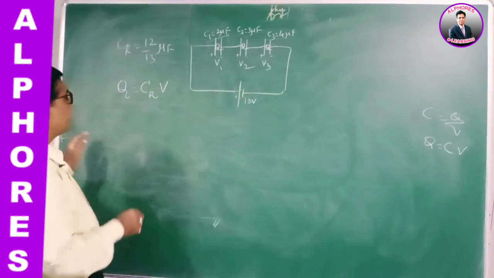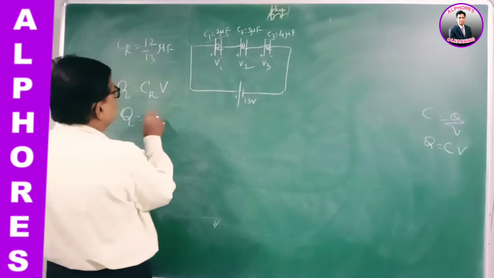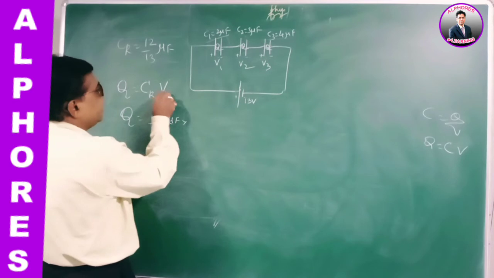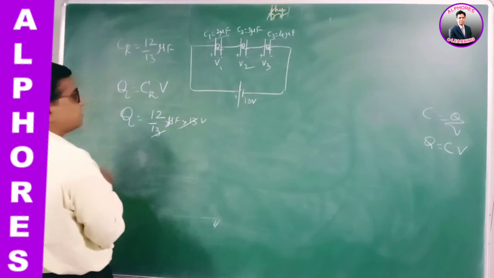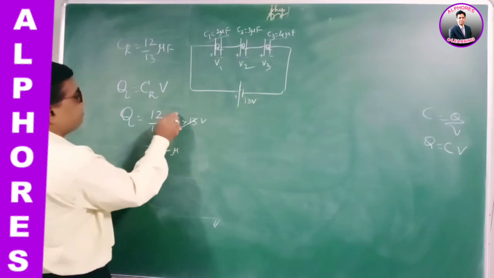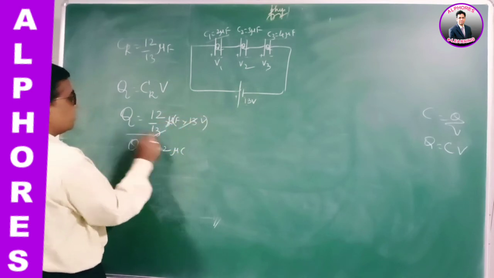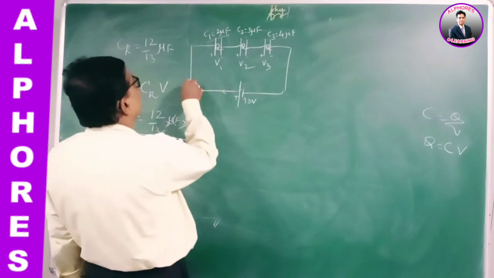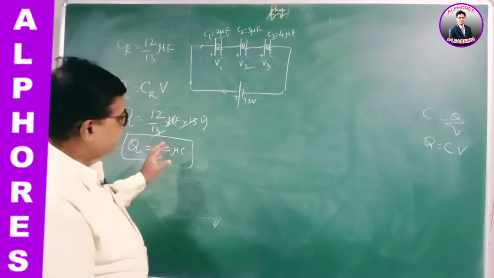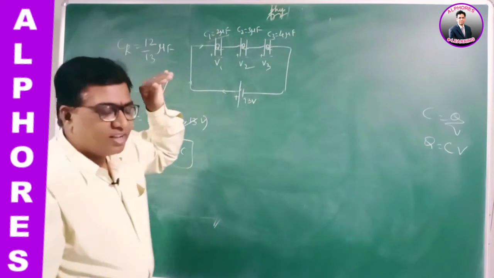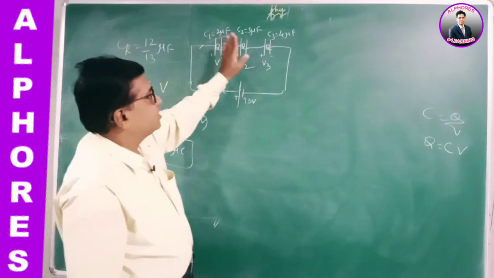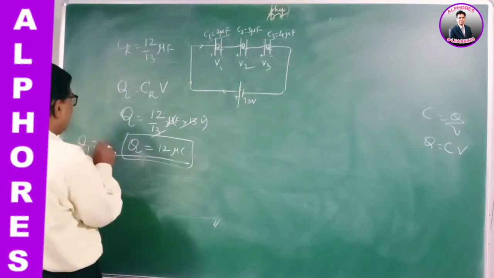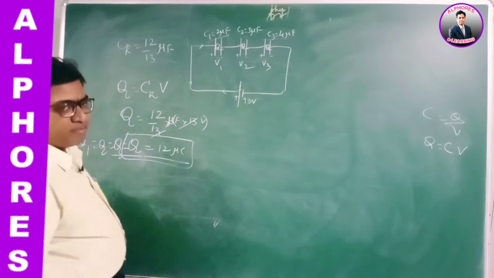So therefore, the total charge stored, the resultant capacity we got as 12 by 13 microfarads, into voltage, that is 13 volts. Well, 12 microfarad into volts is coulombs. The total charge is 12 microcoulomb. So from this battery, a 12 microcoulomb charge is drawn, and that will be stored in each of them. In all the capacitors, the charge is the same, 12, 12 and 12. So the same charge is stored in all the capacitors. Q1, Q2, Q3 are each 12 microcoulomb.